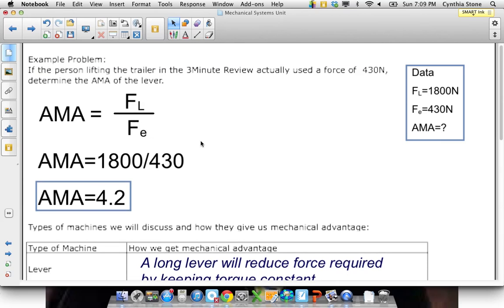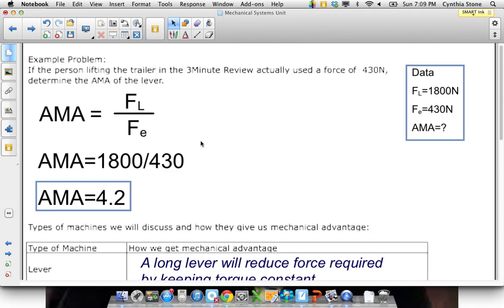So what if, for example, to get this thing to work, for some reason, levers don't have very much friction, but usually most systems there'll be some friction, right? What if you actually had to put in 430 to get it to work? What's your AMA? Again, it's just load over effort, and there your AMA would be 4.2.